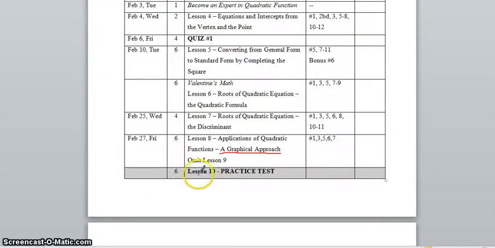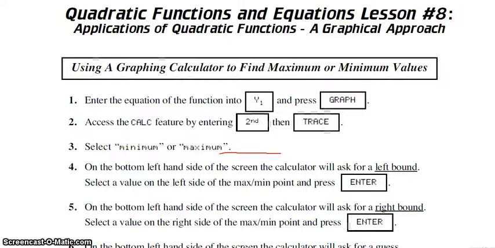And then if you have time, you can also do lesson 10. You can start the practice test. Okay, the test will be next week. So just get it ready, and then when I come back, we can ask questions. All right, let's look at our notes.